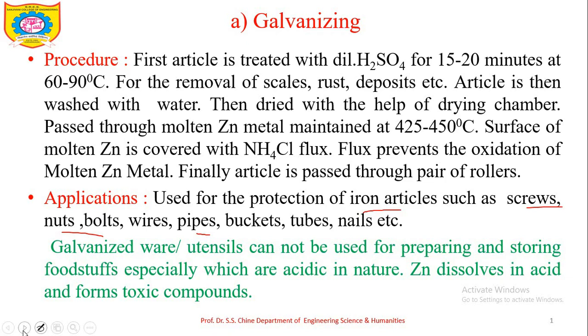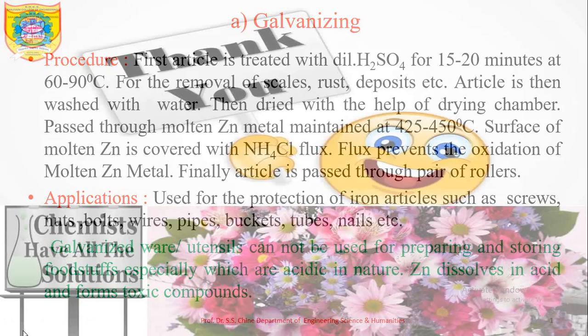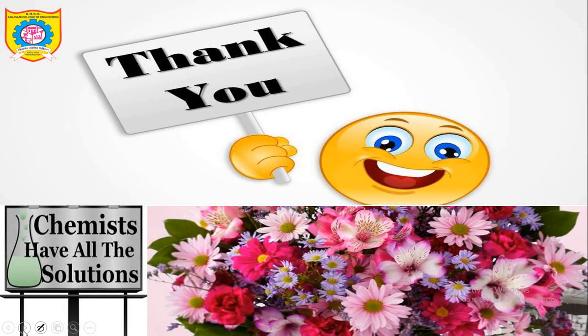Now the second method of hot dipping is tinning, that is the process of covering a base metal with tin metal, which is called tinning. We will continue this in our next session.